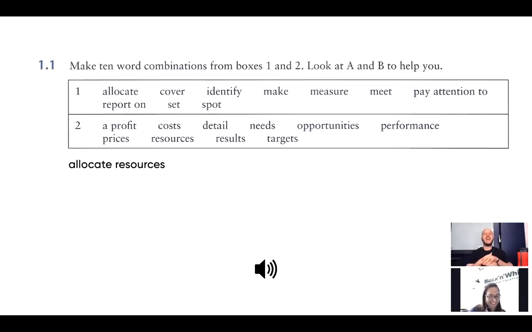So we have allocate resources. Okay, allocate resources. That's how Bruno, who has influence from the Californian accent, would say it, right? But there's a different person saying here. Pay attention, okay, guys? Pay attention. Okay.